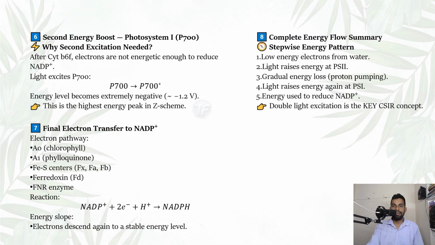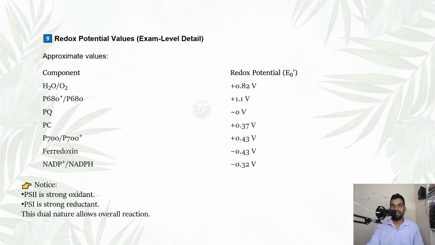Eighth point, complete energy flow summary. Low energy electrons from water, light raises energy at PS2, gradual energy loss, light raises energy at PS1 again, energy used to reduce NADP plus. We can see the redox potential values. You have to remember these all.